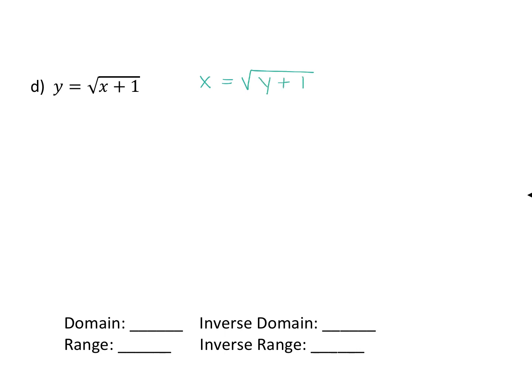Okay, now we're trying to solve for y. What do I have to do first here? Square both sides, right? To get that radical out of there. We're going to square and we're going to square. So x squared equals y plus 1. Now to solve that, we're going to move that 1 over because we're trying to solve for y. So y equals x squared minus 1.